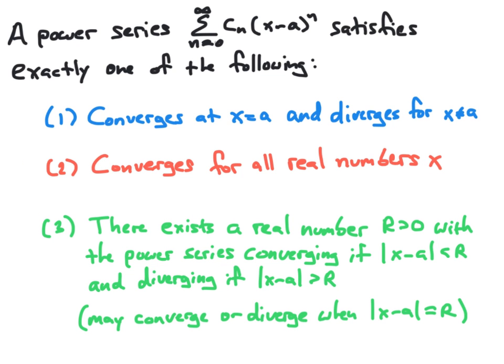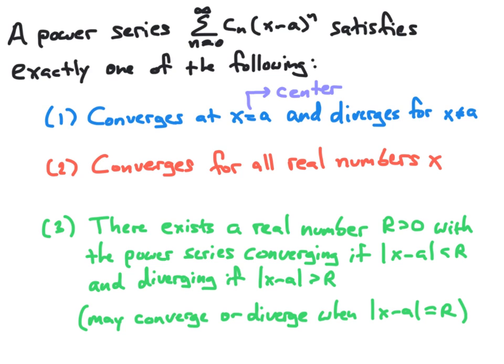If we're given any power series, it can be shown that the power series satisfies exactly one of the following three statements that pertain to the convergence and divergence at various values of x. Statement 1 is that the power series converges at the value of x equal to a, and it diverges for all x not equal to a. Note that x equal to a is the center of our power series, and therefore statement 1 is just saying that it converges at the center, but at no other point.